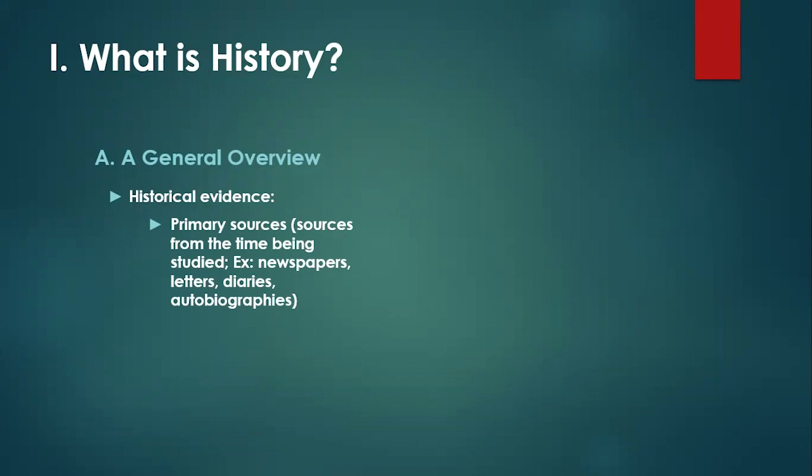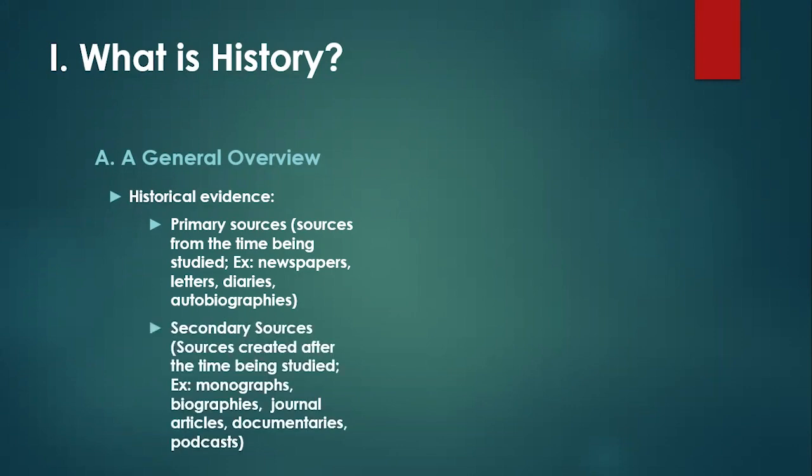This can include things like newspapers, letters, diaries, photographs, firsthand accounts of historical events. But we also look pretty frequently into secondary sources. Okay, this is where us historians kind of have discourse with each other.